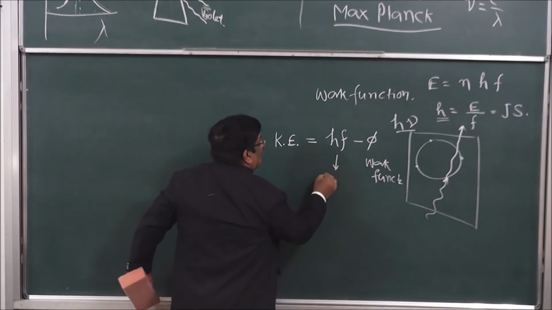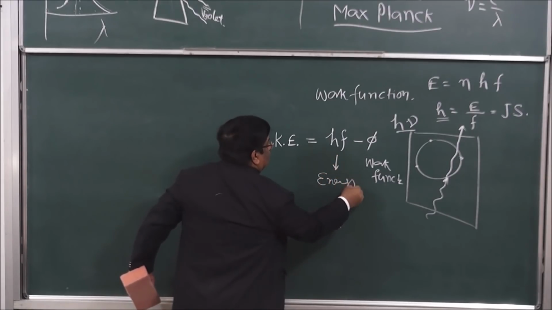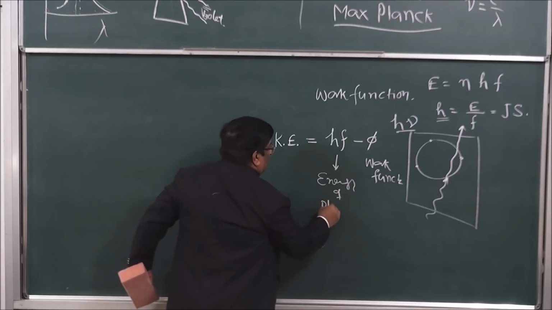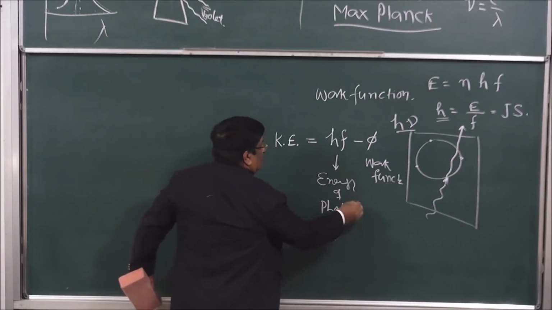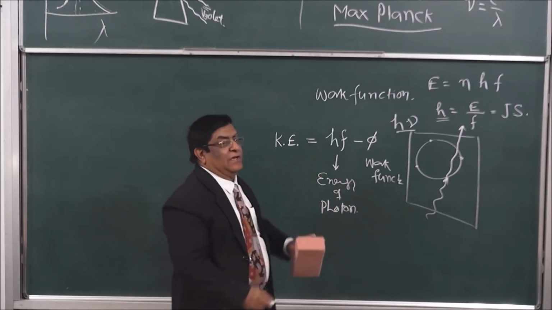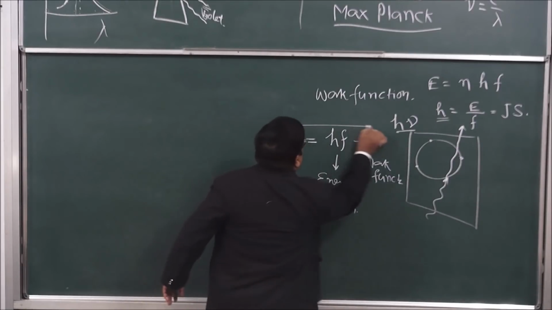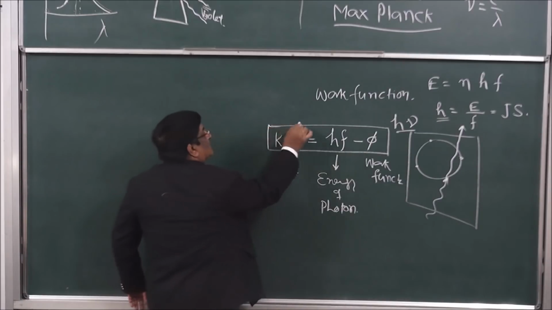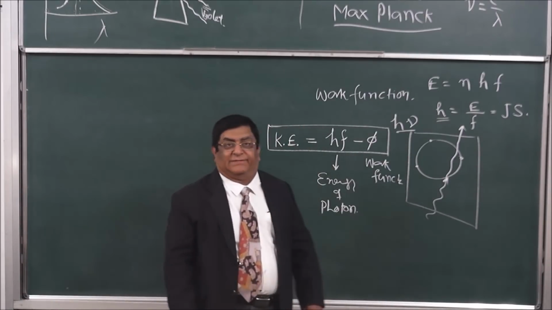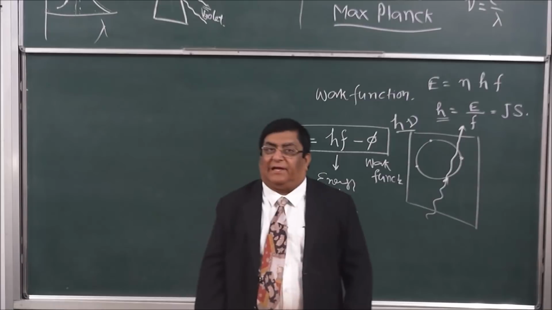This is the energy of a photon, and this was given by the equation of Max Planck. So this is the famous Einstein equation of the photoelectric effect.